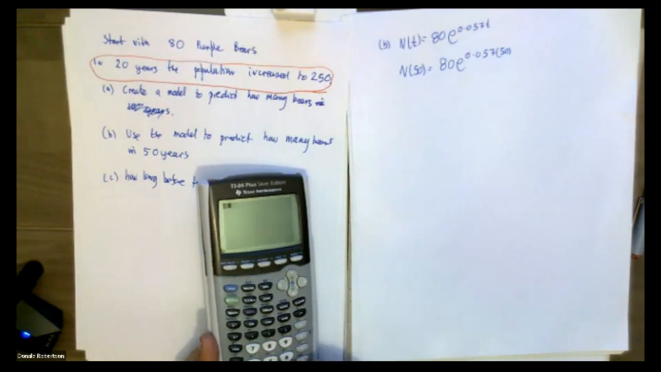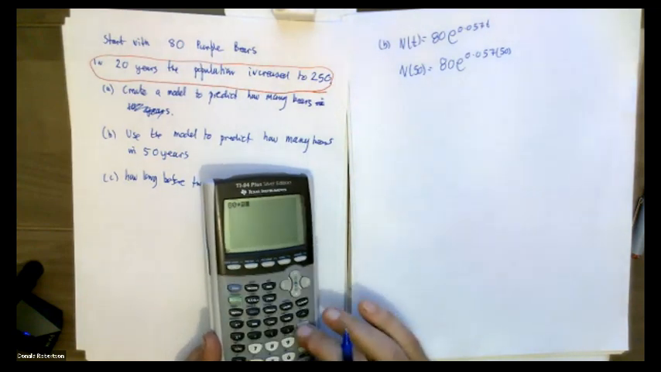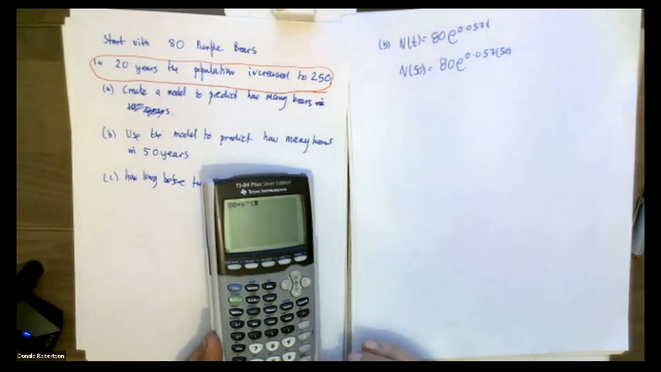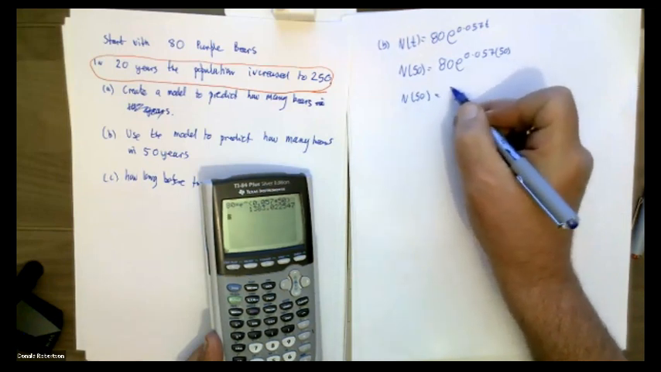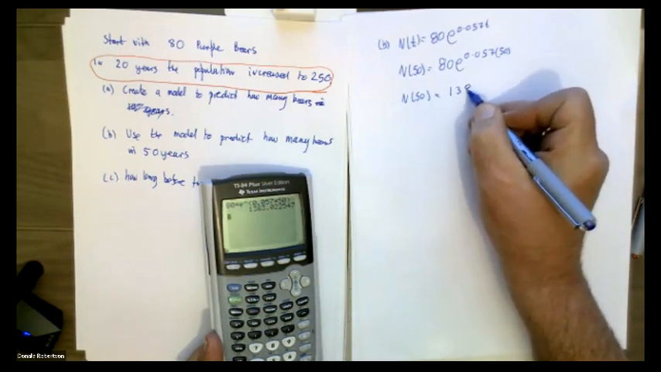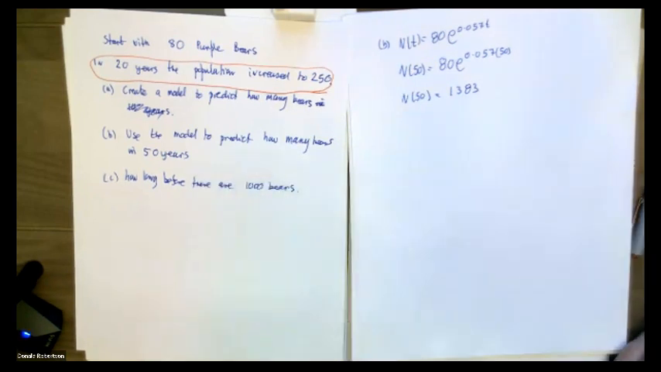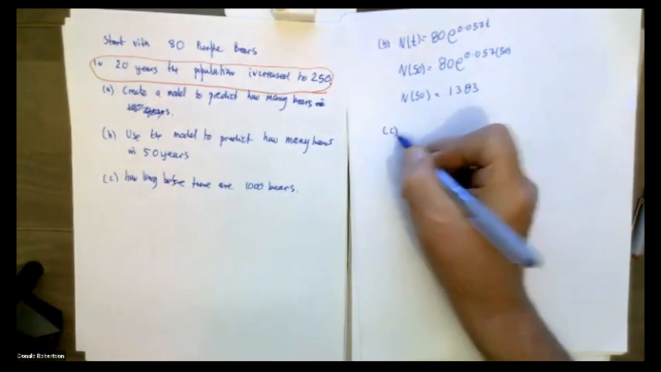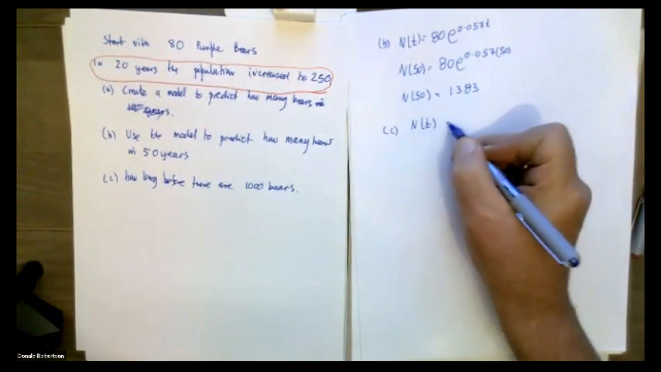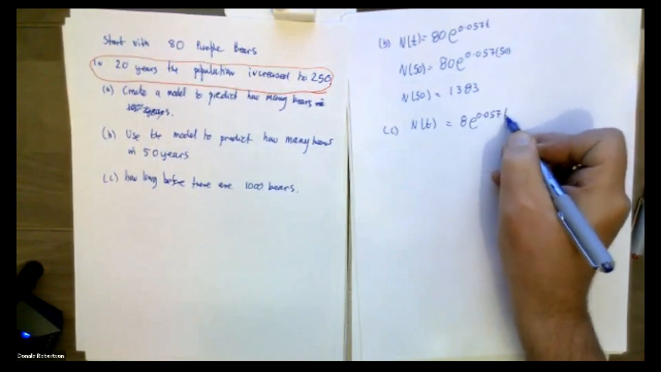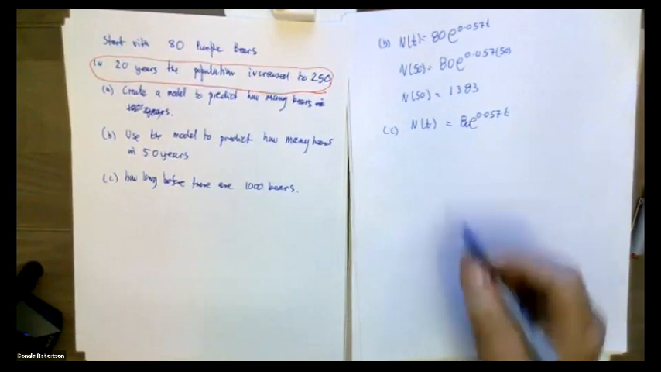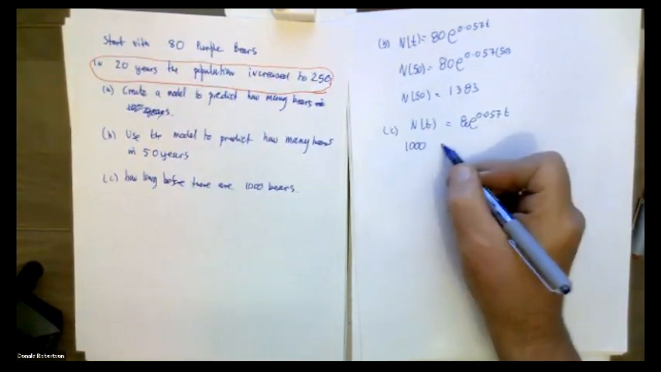So that's really just a plug and chug on the calculator. You've got 80 times e to the power, with a bracket around it, 0.057 times 50. And the number of bears in 50 years will have grown to 1,383 to the nearest whole number. And question C is, how long before there's going to be 1,000 bears? So like every other question like this, you start with the formula, that one. Now you put 1,000 here and you solve for t.